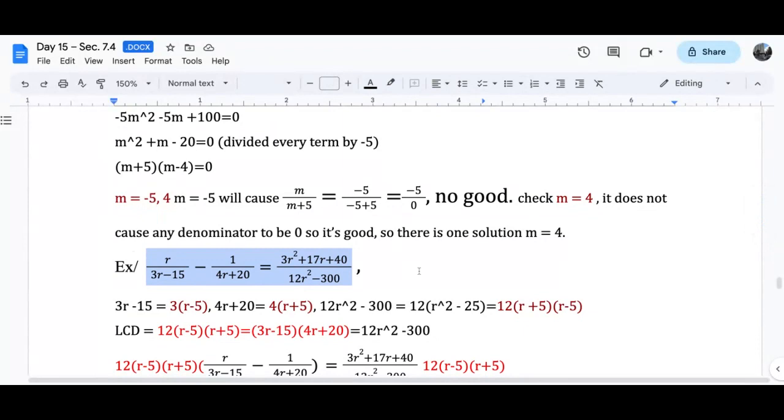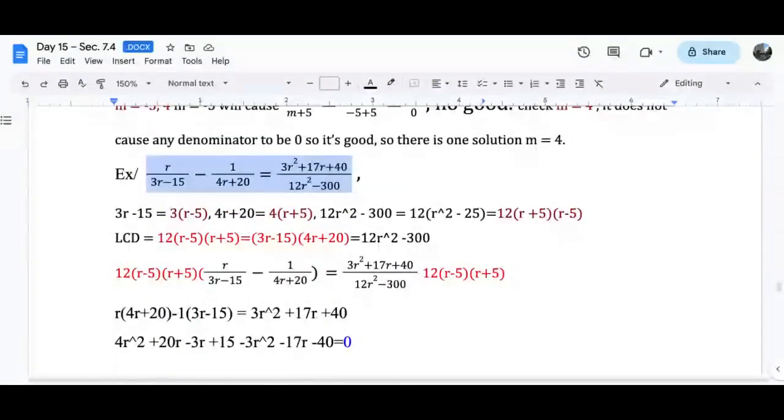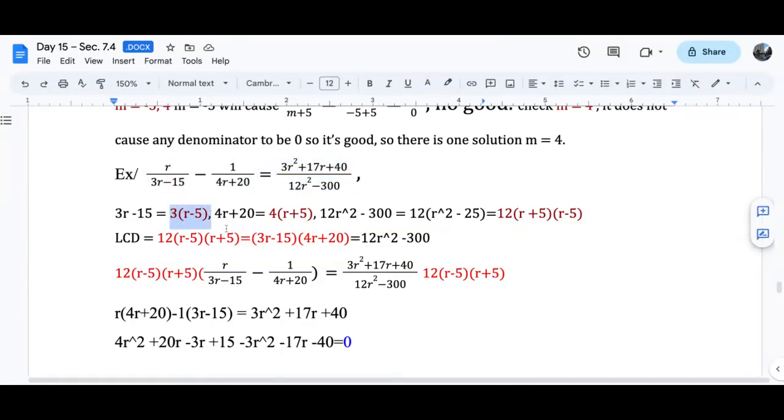So let's see this one. 3r minus 15 in the denominator, 4r plus 20 in the denominator, 12r squared minus 300 in the denominator. So again, we want to figure out the LCD. 3r minus 15 can be written as 3 times r minus 5. 4r plus 20 can be written as 4 times r plus 5. And 12r squared minus 300 is 12 times r squared minus 25, which is 12 times r plus 5, r minus 5.